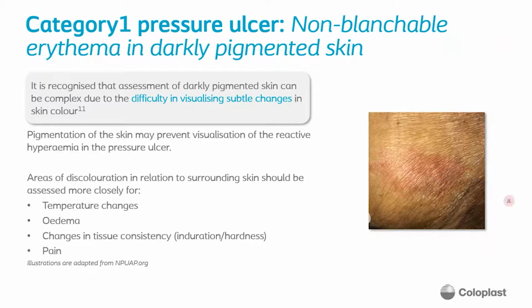You can see in this image here that there is some slight discoloration. That is actually category 1 pressure damage, but it presents in a slightly different way to what it would on paler skin, in that very red prominent area.